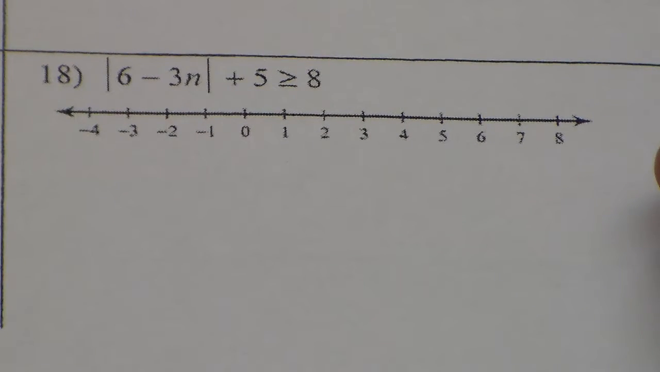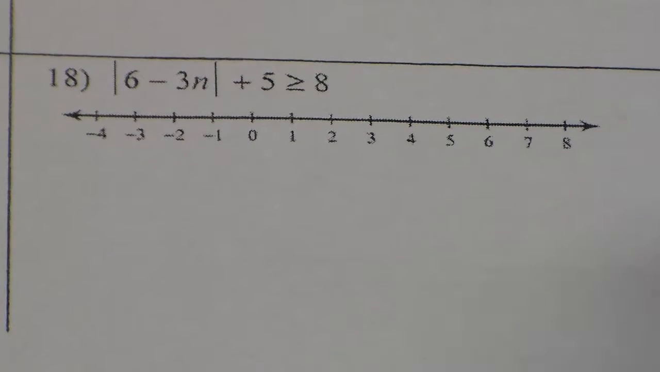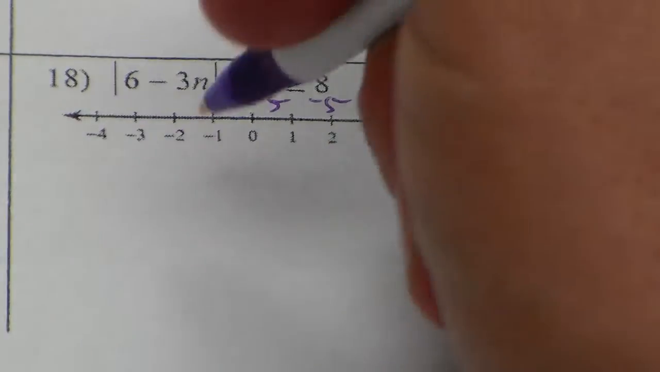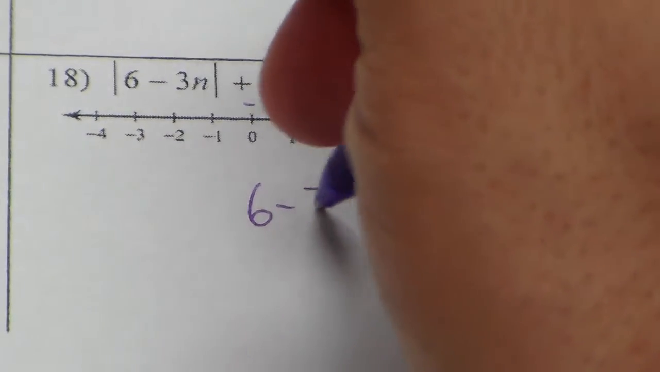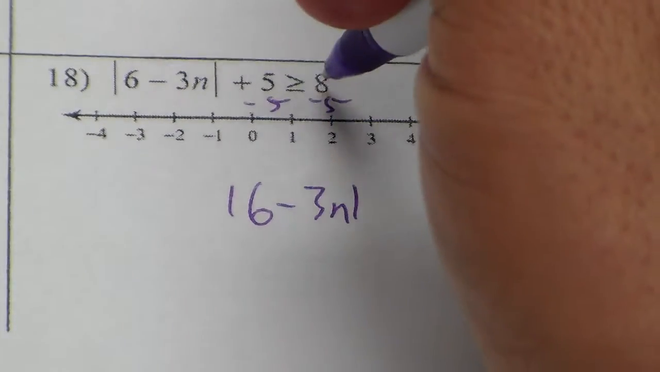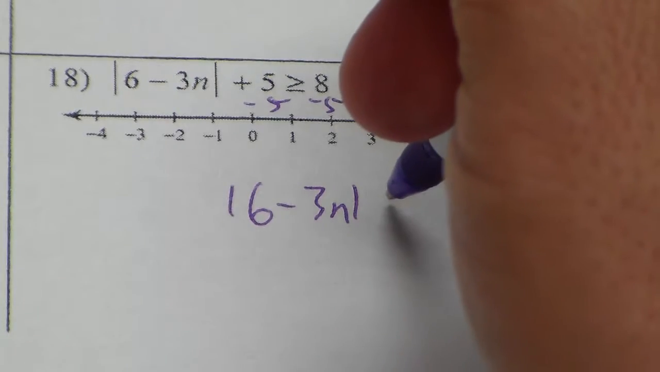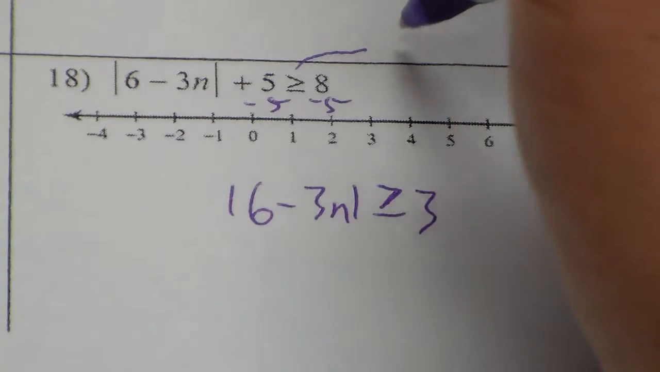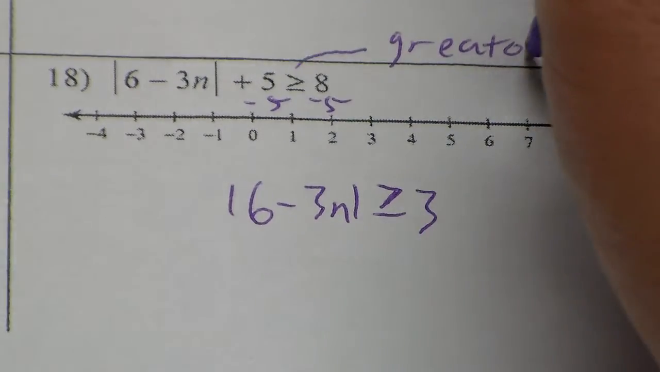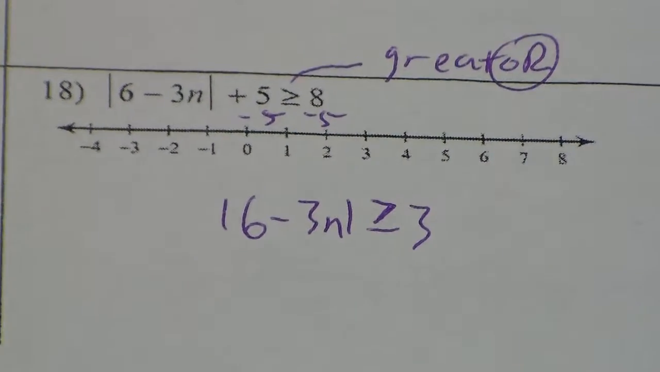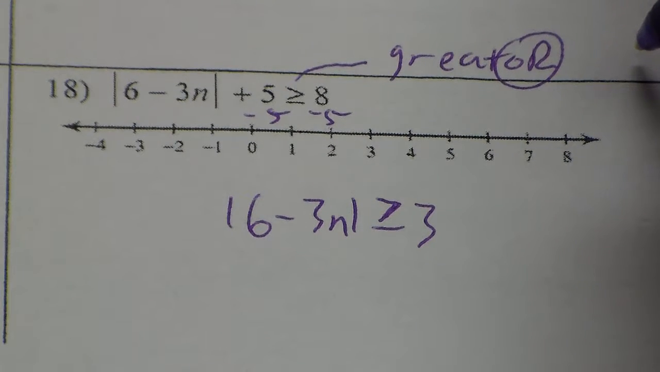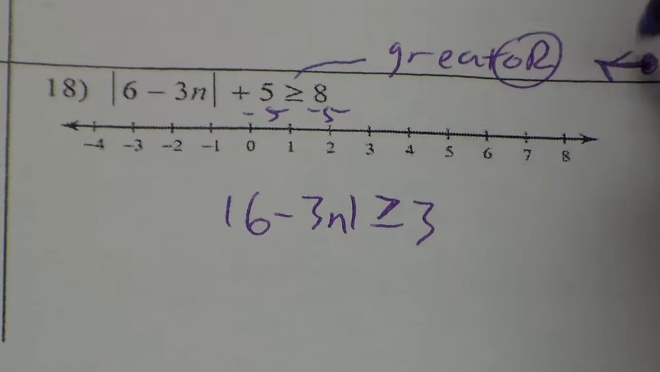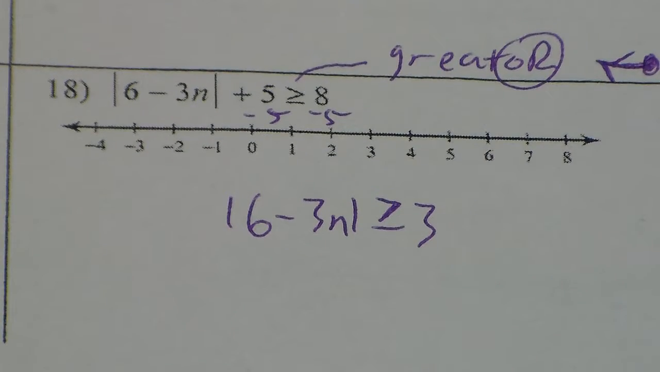So with number 18 now, we do have to isolate the absolute value first. So we are going to minus 5 to both sides, and 8 minus 5 is 3. So we're going to end up with the absolute value of 6 minus 3n is greater than or equal to 3. So don't forget that symbol means greater, emphasis on the or, greater. And so that means that this is going to be solid dots, hopefully in opposite directions, right? Opposite directions, that's what we need.